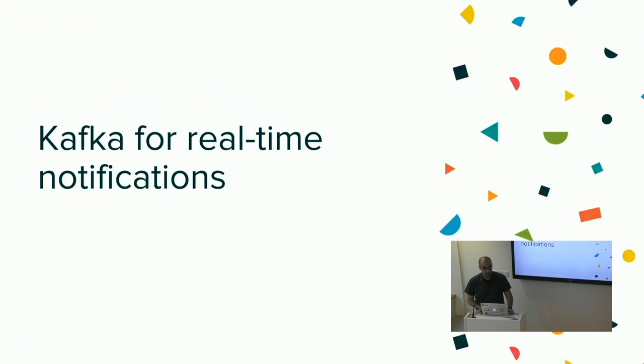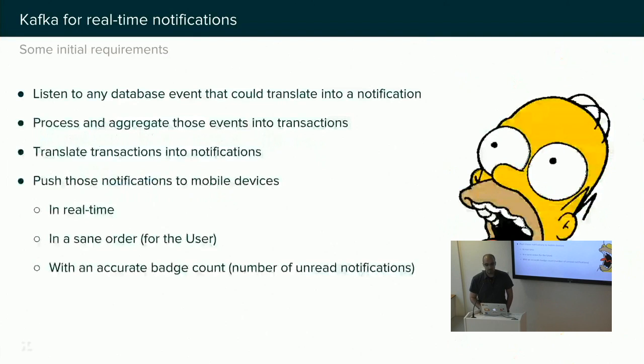So with no more delays, how did we use Kafka for real-time notifications? These were some of the initial requirements that we had from product. So we had to be able to react to any database event that could be translated into a notification. This touches what Andrei just mentioned about getting all that database information and translating that into high-order events. So for this to be possible, we had not only to process all this data coming from the database, but we also had to aggregate that into transactions to build some context.